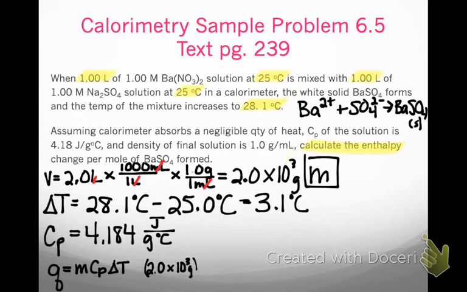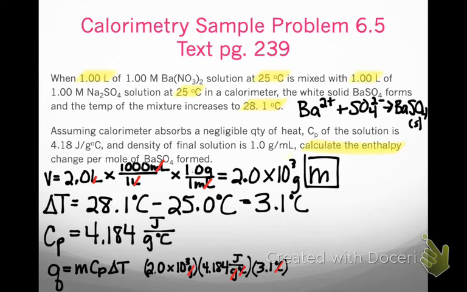2.0 grams. I'm going to multiply that by the 4.184 joules per gram degree C, and then multiply that by the delta T, which we said was 3.1 degrees C. Now let's see what cancels here. Grams cancel, degree C cancels, and I'm left with joules, which makes sense because Q should be in joules.